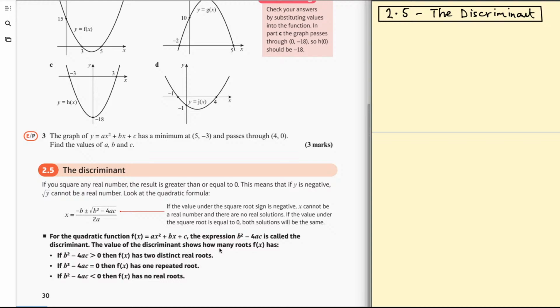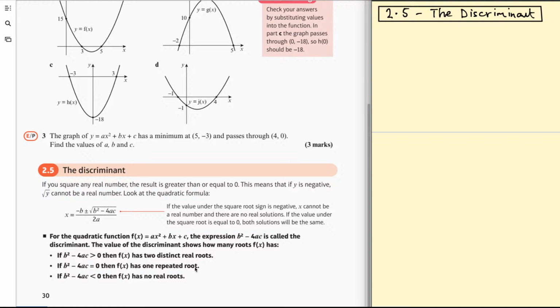So the value of the discriminant shows how many roots f of x has. That's the usefulness of it. So if b squared take 4ac is greater than 0, then f of x has two distinct real roots, basically two solutions. You know, if you try to solve a quadratic, you can get two solutions. Distinct, meaning they're both different. Real, meaning they're real numbers.